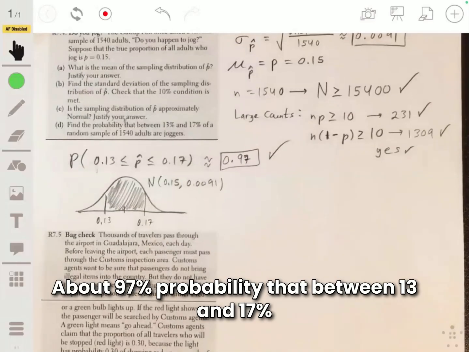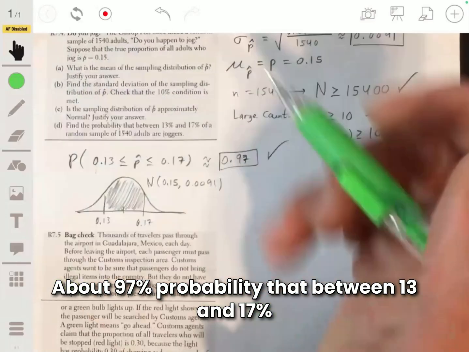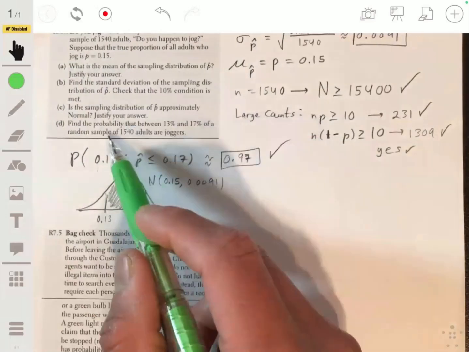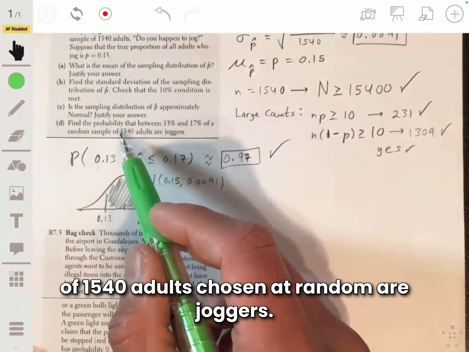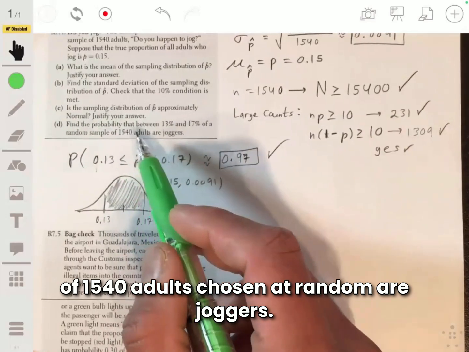There's about 97% probability that between 13 and 17% of 1,540 adults chosen at random are joggers.